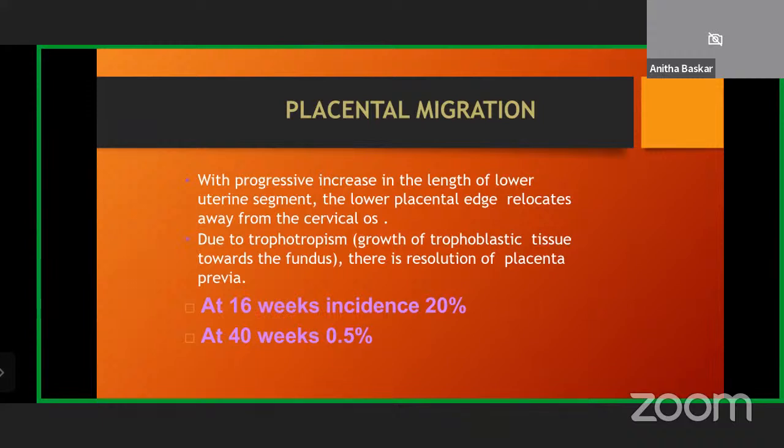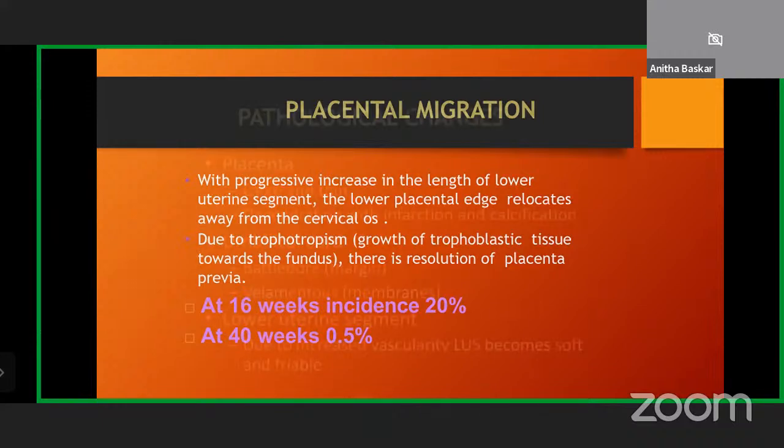At 16 weeks the incidence is 20%. Only at 40 weeks, it is 0.5%. So placenta previa diagnosis should be at the later gestation, mostly at the third trimester, not at the first. For most, the placenta will be in the lower segment in the first trimester scan.